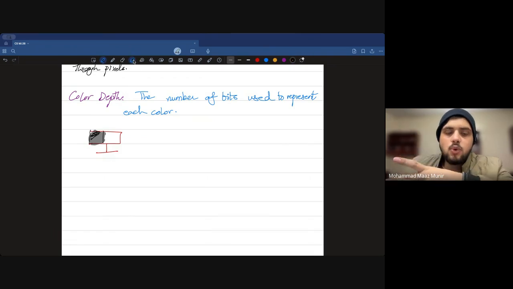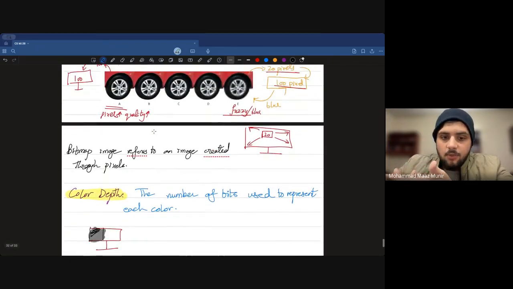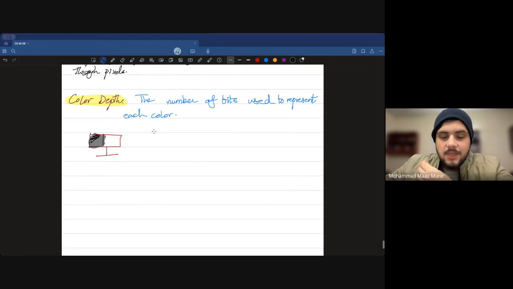So if I have to solve a question where they tell me that I want to figure out the color depth, or the number of bits I would be required to store just two possible colors, what would that number be? For that there is one easy way. The number of bits used to represent each color indicates that if I have more bits used for a specific pixel, this means I can represent more possible colors.